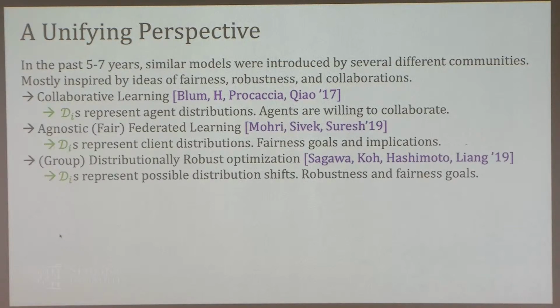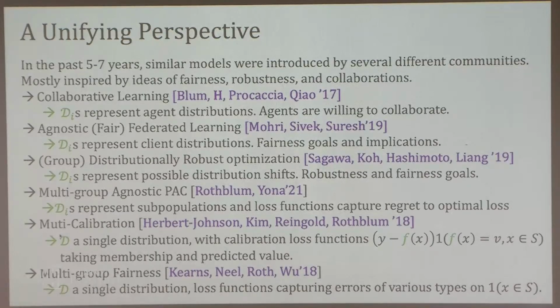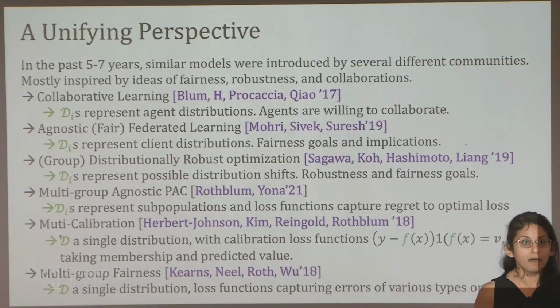Then there is group distributionally robust optimization, which relates to some of the stuff that John also talked about. In the group distributional version, the distributions are thought of as possible distribution shifts that you can actively sample from, again for the goals of robustness and fairness. And I can go on and on, because this is a very natural min-max framework that keeps popping up.